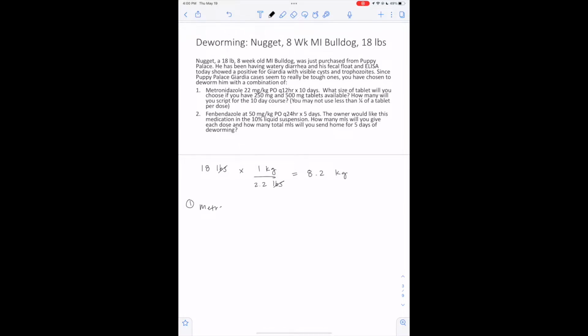So number one is asking us how much metronidazole to give the dog. The metronidazole dose is 22 milligrams per kilogram, and we know that the animal is 8.2 kilograms. So we're going to multiply by 22 mg per kilogram, and your kilograms will cancel. You're going to be left with giving 180 mg per dose, and your doses are every 12 hours.